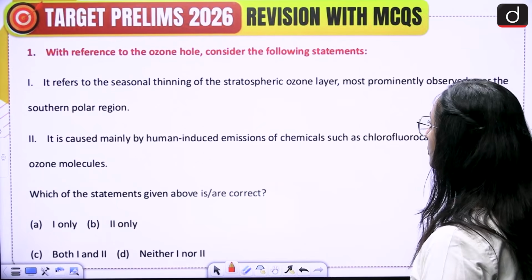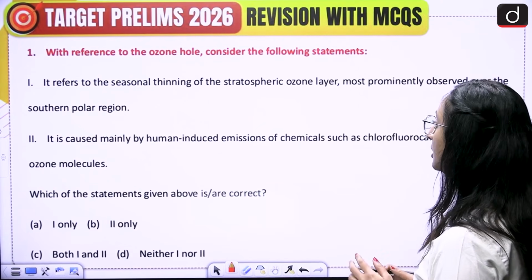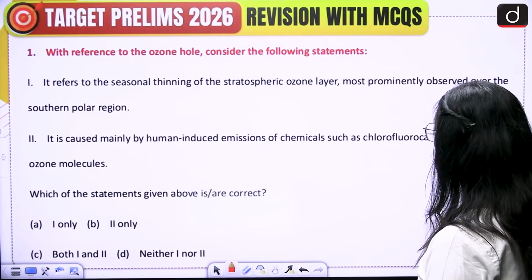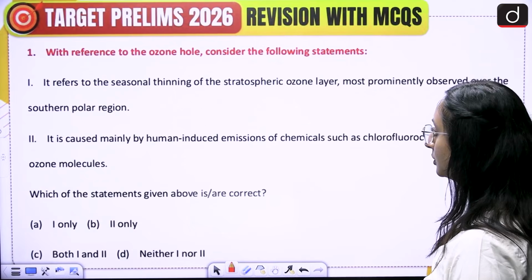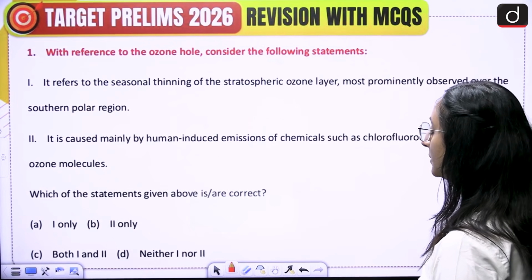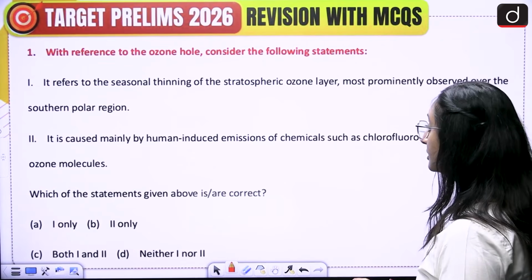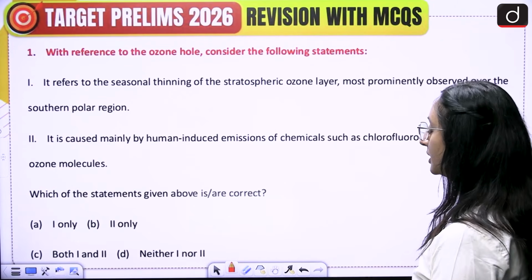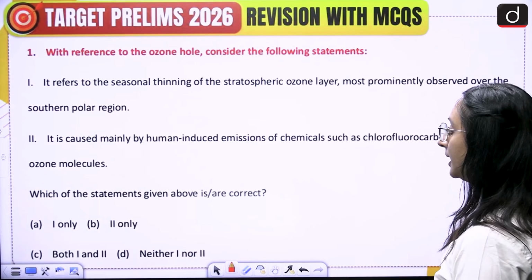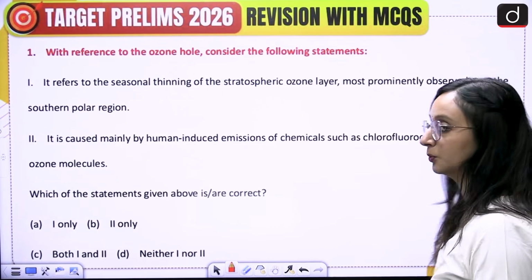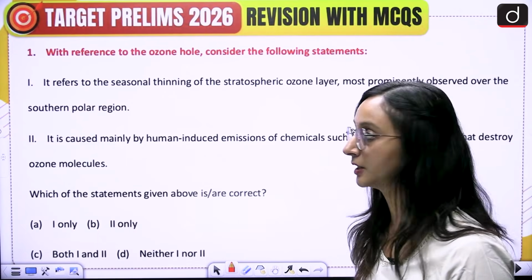With reference to the ozone hole, consider the following statements. 1. It refers to the seasonal thinning of the stratospheric ozone layer, most prominently observed over the southern polar region. 2. It is caused mainly by human-induced emissions of chemicals such as chlorofluorocarbons that destroy ozone molecules. Which of the statements given above is or are correct? A. 1 only, B. 2 only, C. both 1 and 2, or D. neither 1 nor 2. Please take a few seconds and attempt this question first.